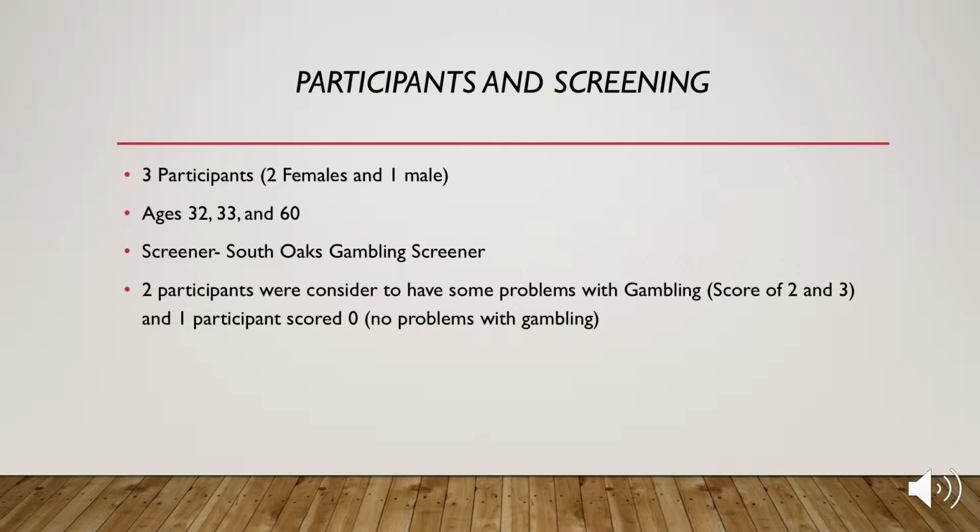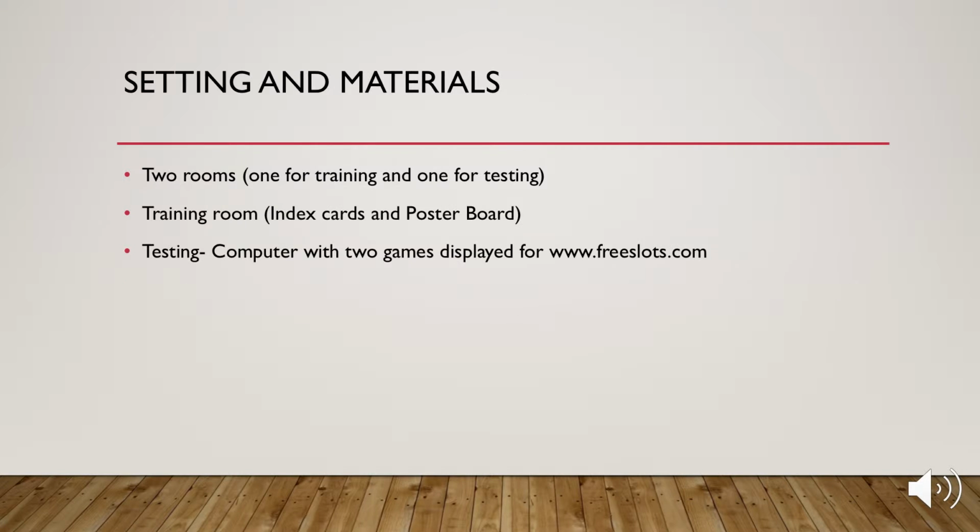Prior to even beginning any of the testing and training phases, they were given a screener. It was a South Oaks gambling screener. From this screener, it was determined that 2 of the participants were considered to have some problems with gambling, so they scored a 2 or a 3 out of 20. And 1 participant scored a 0, so that participant was considered to have no problems with gambling at this time.